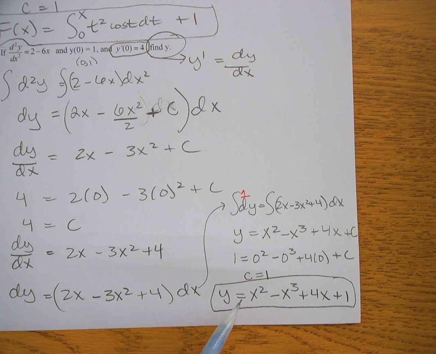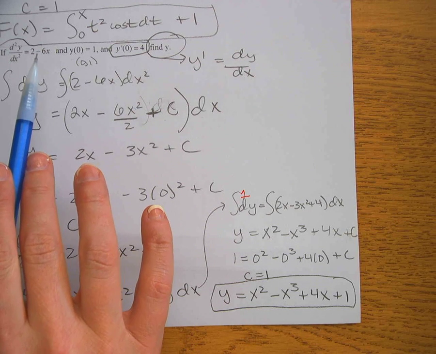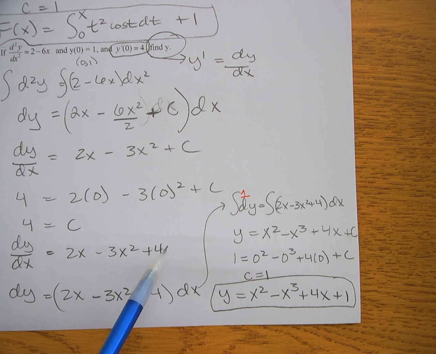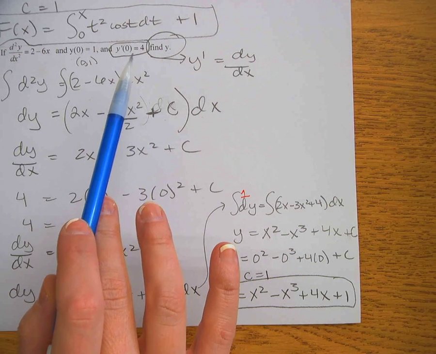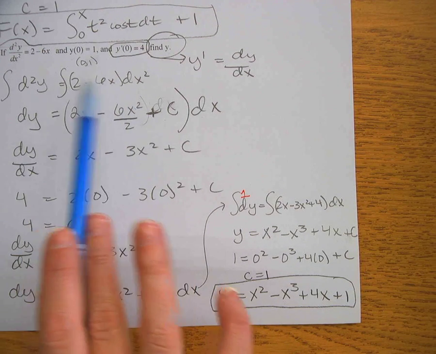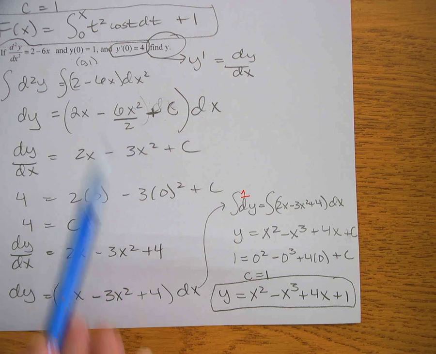If you're not sure, you could find the first derivative of this to check and see if you get this. The first derivative would be 2x minus 3x squared plus 4, and that's what I have here. Then I could find the derivative of this, which is just 2 minus 6x, which was the original. I also notice that if I plug 0 into this derivative, I get 4, so it satisfies that condition. If I plug 0 into this function, I get 1. So both of these conditions are satisfied, and this is the double derivative of this.